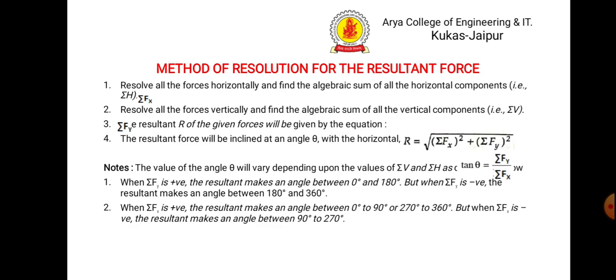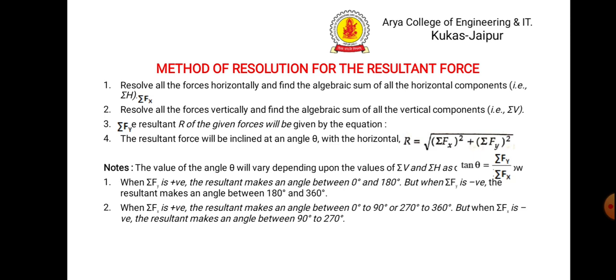Now, what is the method of resolution for the resultant force? There are some steps. The first step is to resolve all forces horizontally and find the algebraic sum of all horizontal components, that is summation Fx. Number 2 is to resolve all forces vertically and find the algebraic sum of all the vertical components, that is summation Fy. The resultant R of the given forces is given by R equals root under summation Fx squared plus summation Fy squared.